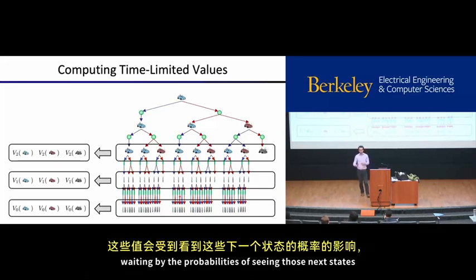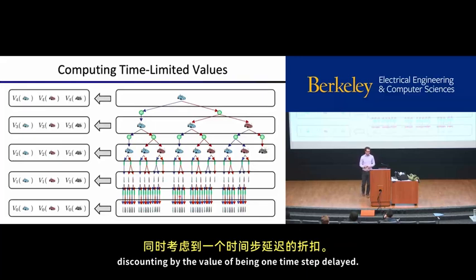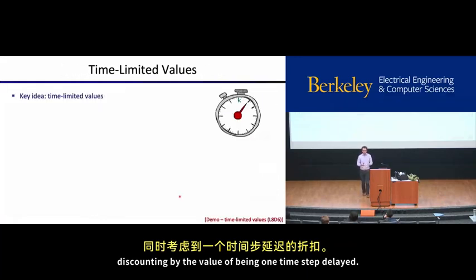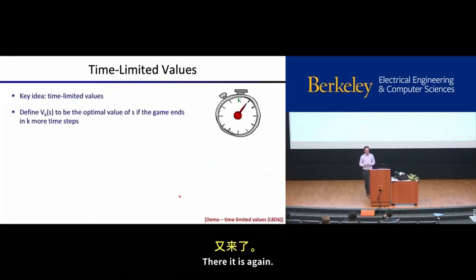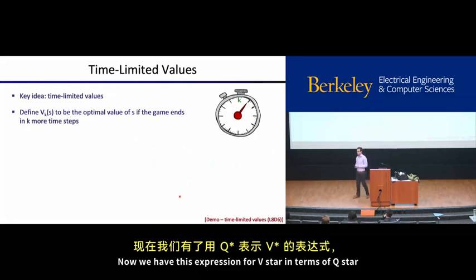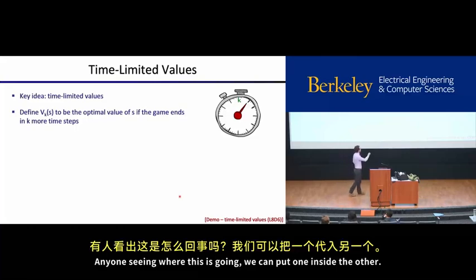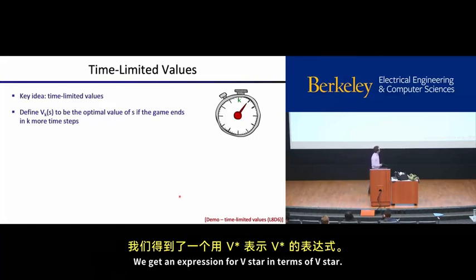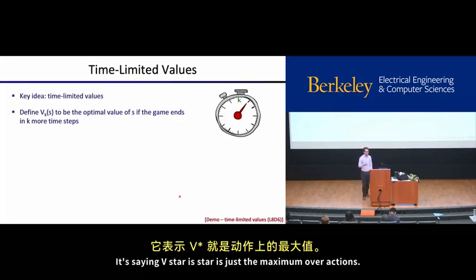Each time we're looking one step deeper, but we've already computed the values for all of the shallower trees. So we build this thing up layer by layer, and we compute these time-limited values. So we define V sub k of s to be the optimal value of that state if the game ends in k more time steps. Okay? So k time steps from now, the alarm will go off, our agent will wake up from their simulation, and that's the end of the episode. That's what V_k is.